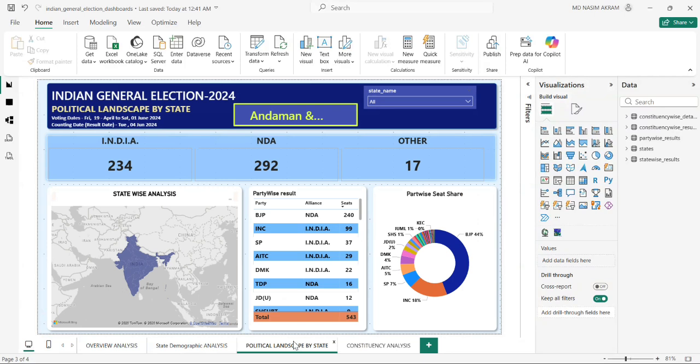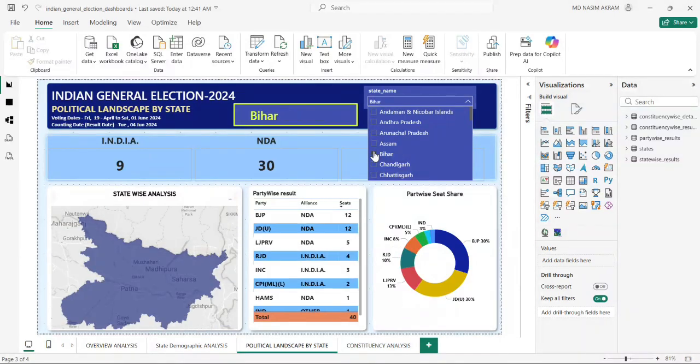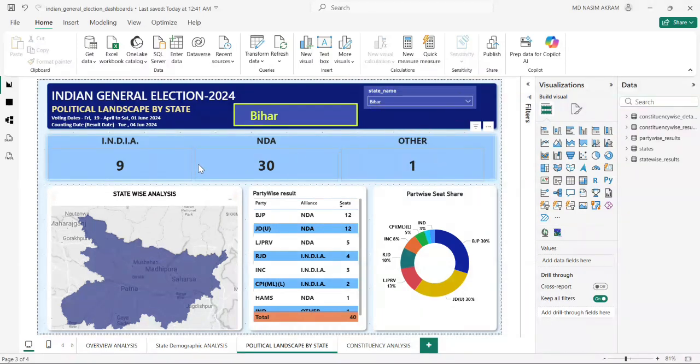We are seeing Bihar right now, like we have already seen Uttar Pradesh. So when we click on the slicer and select Bihar, we have everything displayed for Bihar itself. We would see that in Bihar, India Alliance has managed to get 9 seats, while the NDA Alliance has got a good number of seats, that's 32. And here in the tables, we have all the details of what parties got what number of seats in NDA Alliance and in India Alliance as well. So let's go to the final.